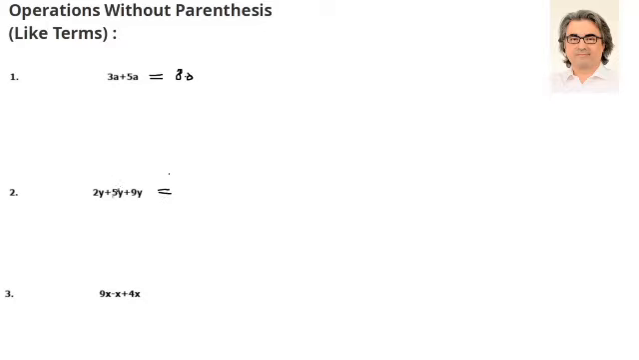3 times y plus 5 times y plus 9 times y. 3y, 5y and 9y are like terms, so I may make addition with them. 3 times y plus 5 times y is 8 times y, and plus 9 times y. 8 plus 9 is 17. At the end, I'll get 17 times y.